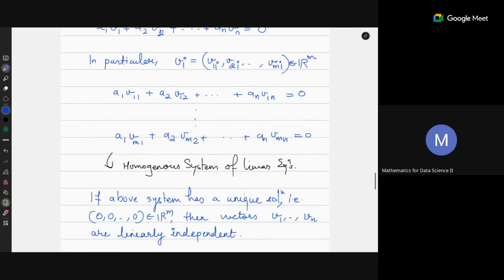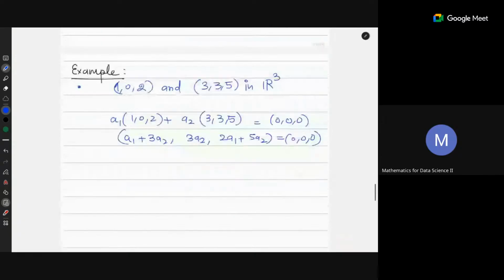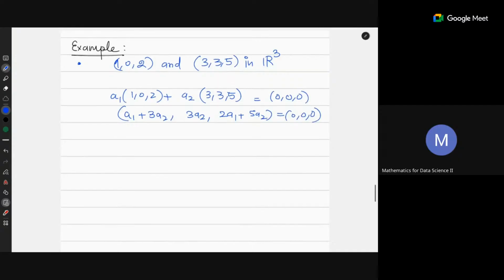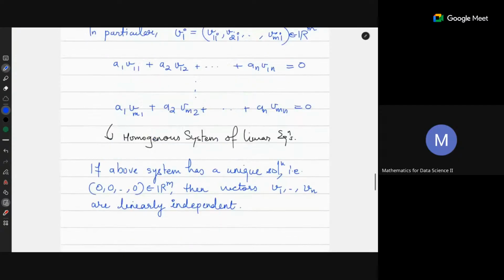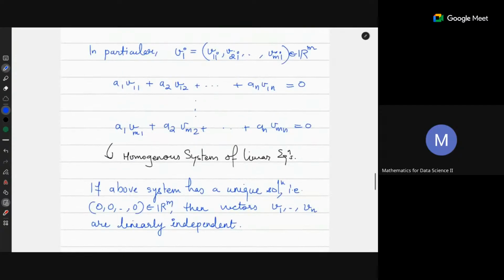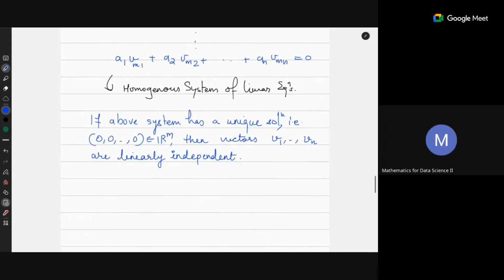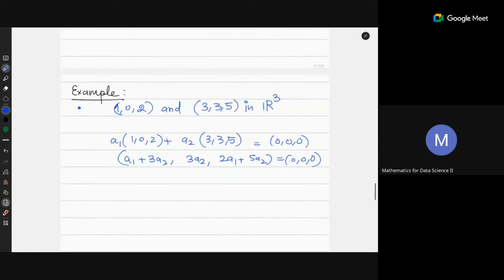Now, is everyone comfortable with this part? Whatever I discussed, I haven't discussed anything new. It is just what you knew, reformatted in this setup. Good. So now let us look at this example.